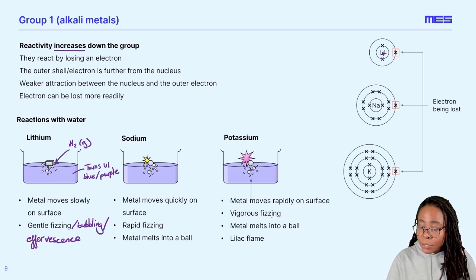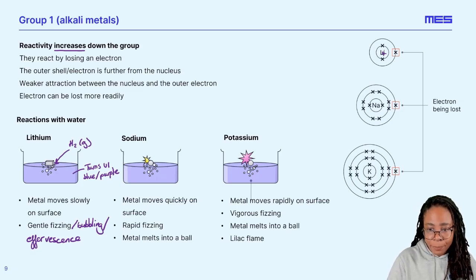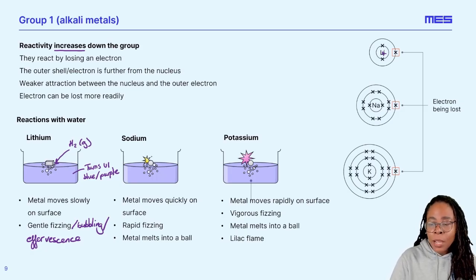And then when we move over to potassium, the metal moves rapidly on the surface. We're going to see vigorous fizzing. The metal will melt into a ball, and we are going to see a lilac flame. With the sodium, we sometimes might see a yellow flame, but that really depends on the size of the piece of sodium that you are using.